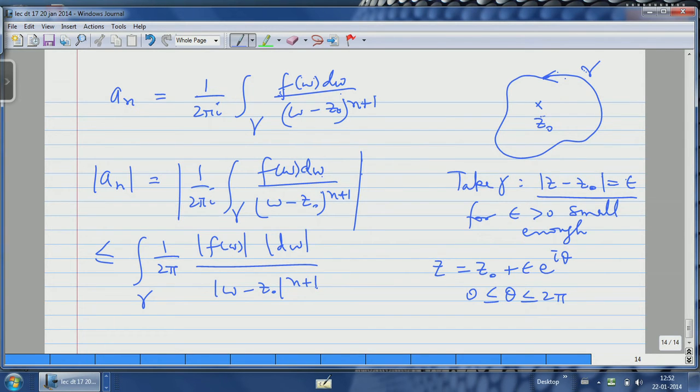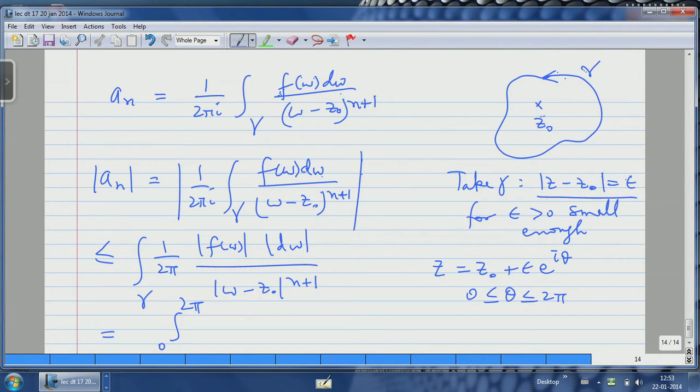And this integral becomes just the integral from 0 to 2 pi, because now I changed the variable of integration from w to theta. Mind you, whenever you write an integral, you have an integrand and a variable of integration. The integrand is a function of the variable of integration, and the variable of integration should always vary on the region of integration. In this case, the region of integration is the curve gamma, which we have taken to be a circle. So your w is actually varying on the circle, so w should be written as z naught plus epsilon e to the i theta.